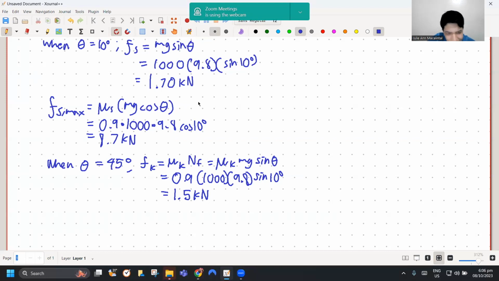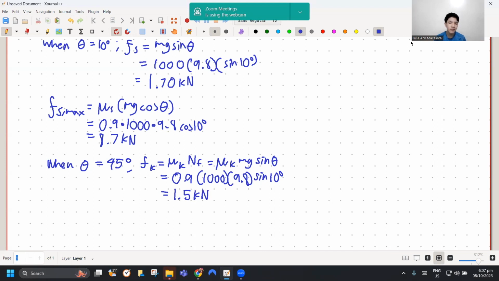Okay. So, pagka greater than the critical angle, kinetic friction na. Ngayon, kung may initial velocity, kinetic friction muna yan. And then, kapag nag-zero na yung velocity, static friction na siya. So, may mga cases na dynamic yung problem na magsa-slide and then magsa-stop. So, parang it switches from kinetic to static.